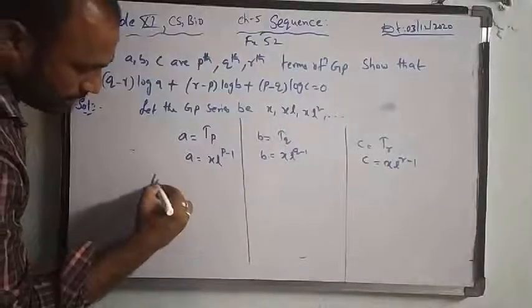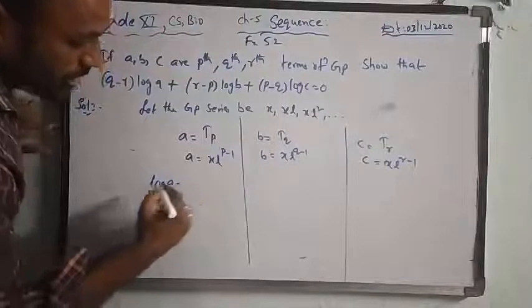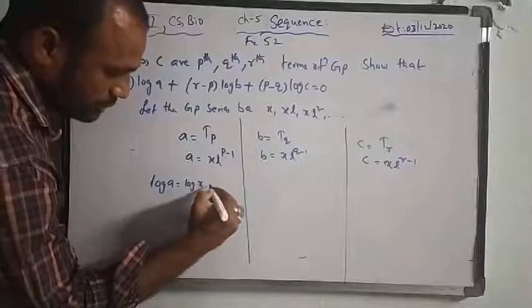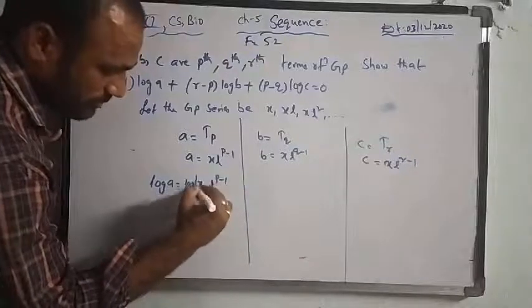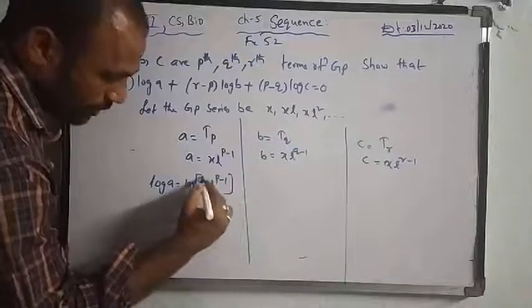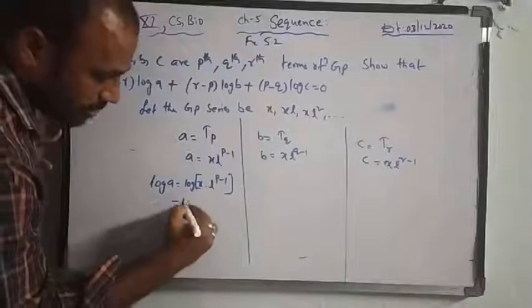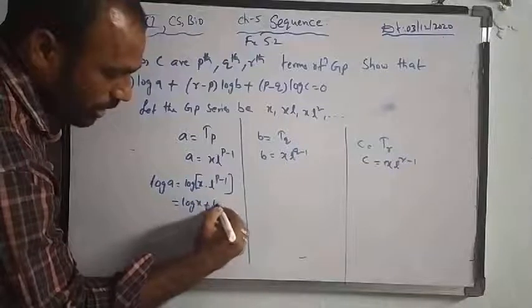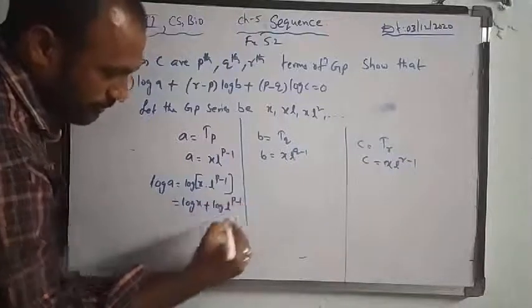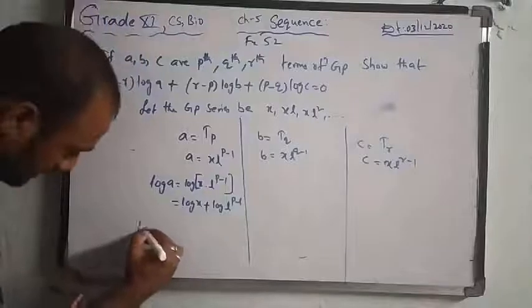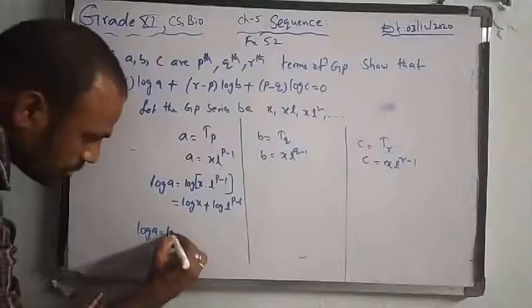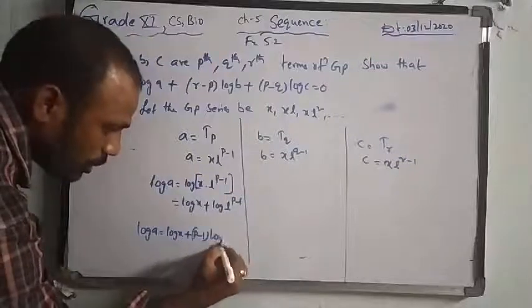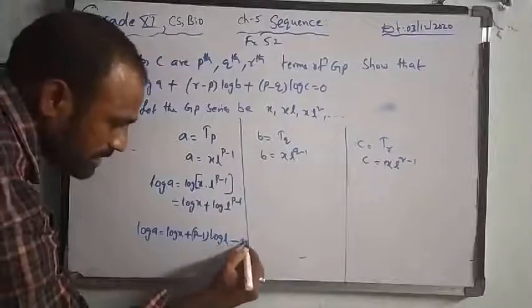Now apply log on both sides. Log A is equal to log of x into L to the power of p minus 1. Since there is a product, log of AB can be written as log A plus log B. That is log x plus log of L to the power of p minus 1. So this can be written as log A is equal to log x plus (p minus 1) into log L. Keep this as the first equation.